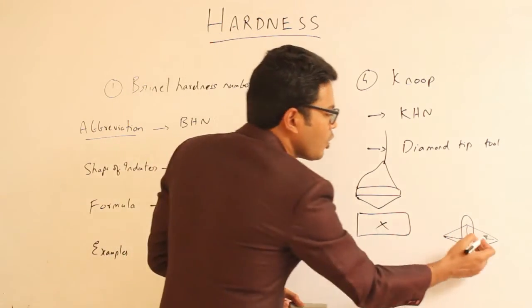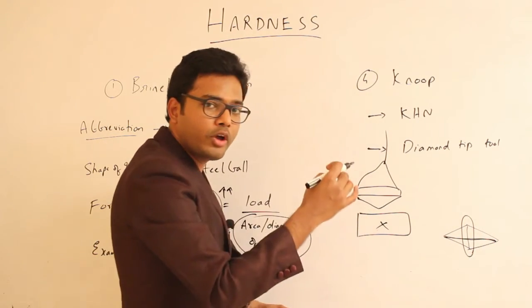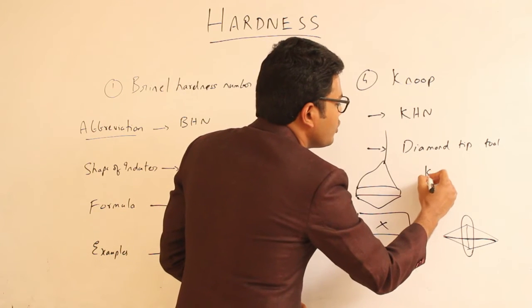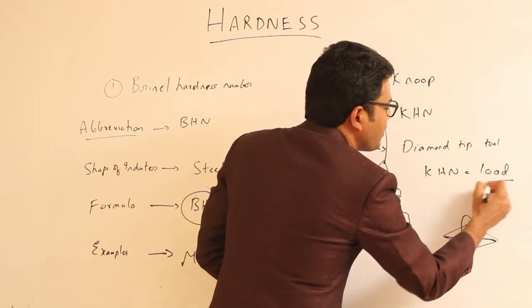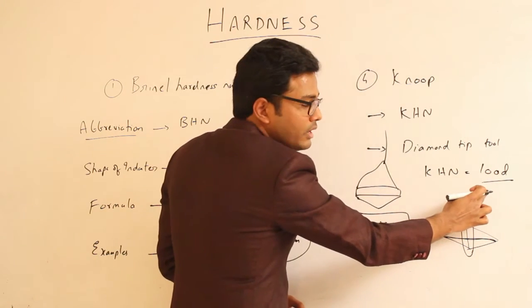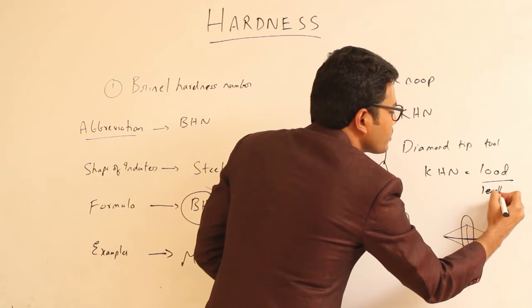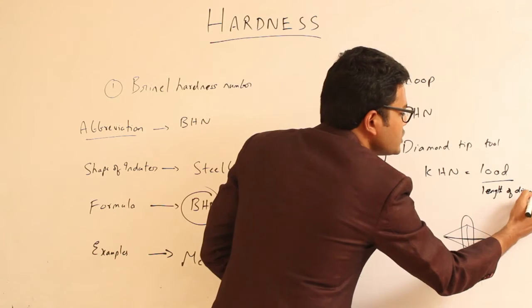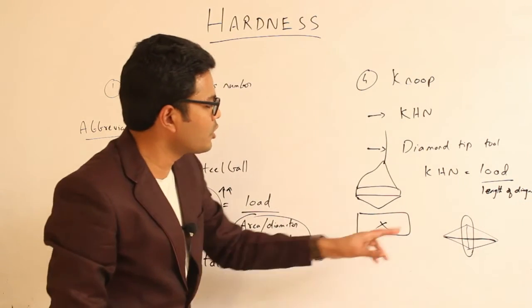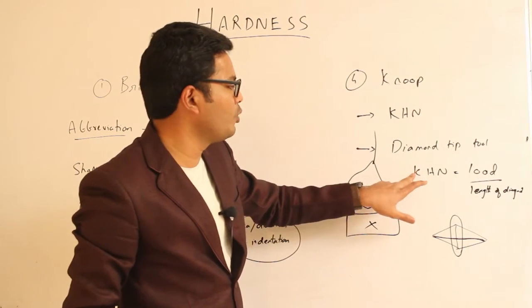And we are measuring the length of this long axis and employing it in the formula. As I said, Knoop hardness number is given by the formula load divided by the area of the indentation, which is nothing but the length of the longest diagonal present in the indentation. So this longest diagonal is measured and placed here, and that's how we obtain the Knoop hardness number.